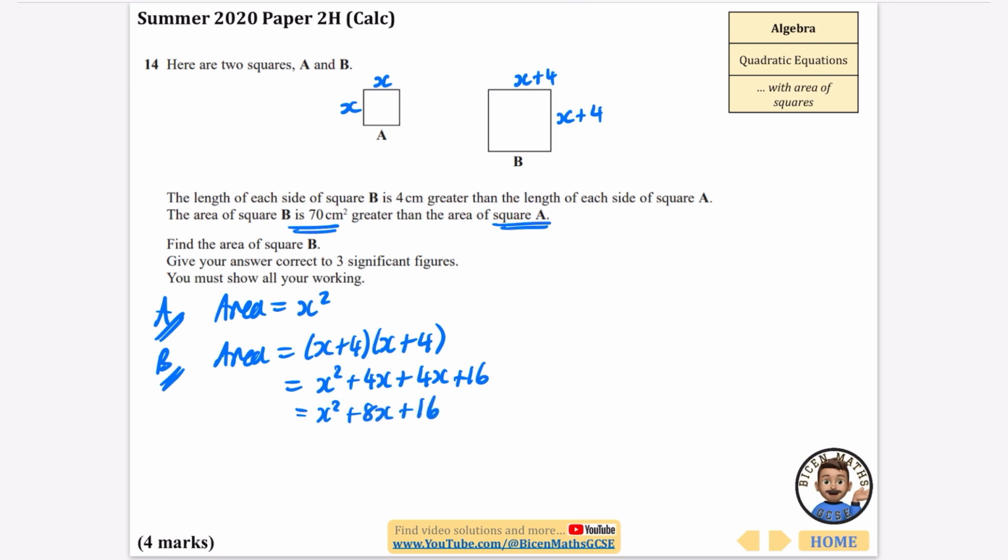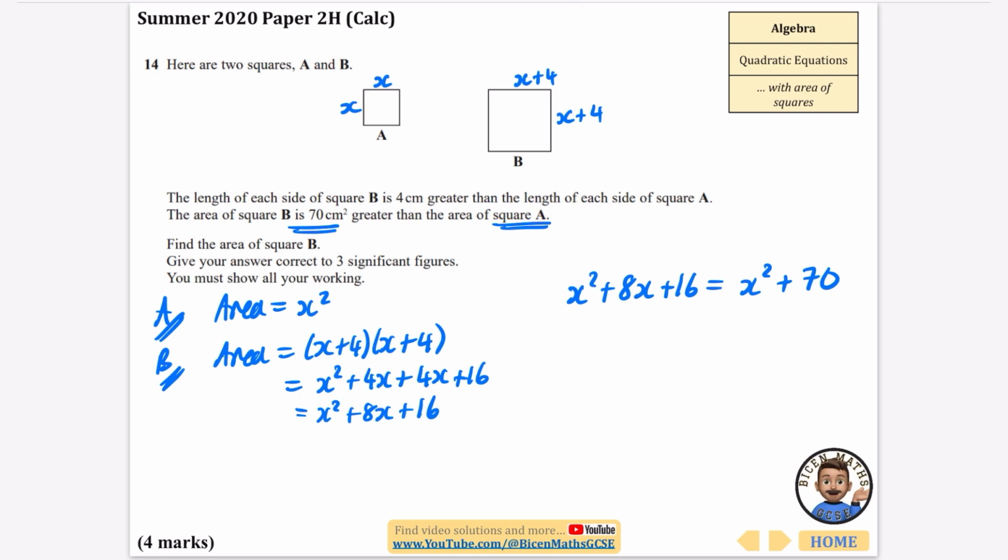Now we're going to read this sentence again. It says the area of square B is 70 centimetres greater than square A. So that means that x squared plus 8x plus 16 is the same as the area of square A, but with 70 extra. So now all we're going to do is actually solve this equation.